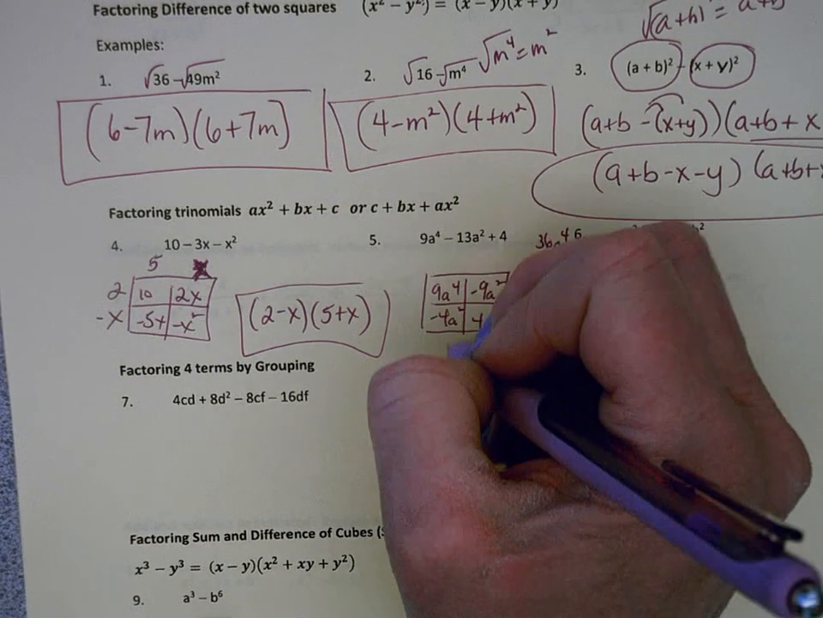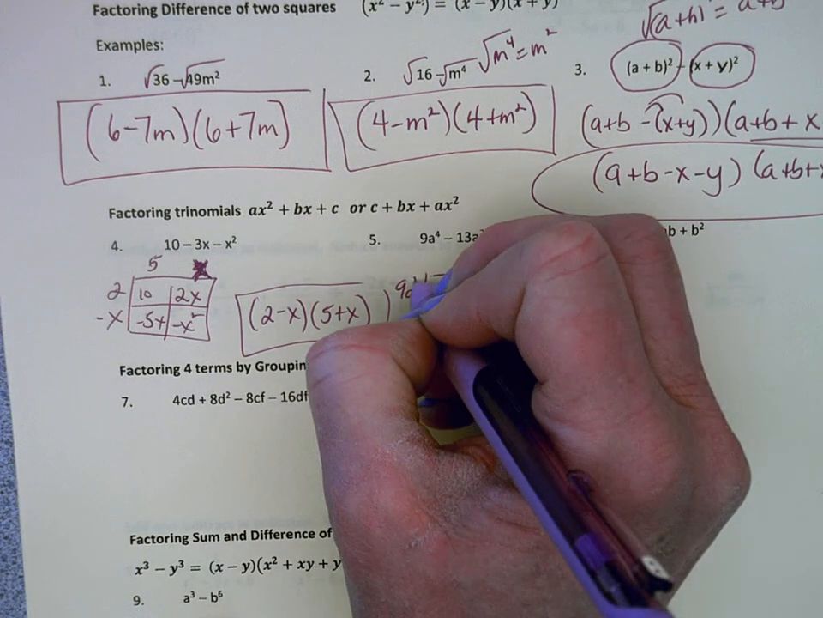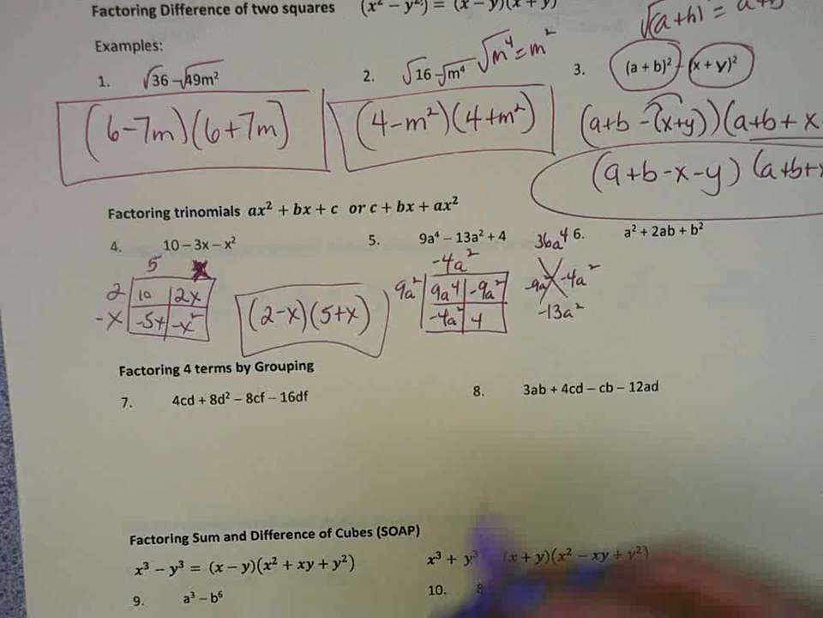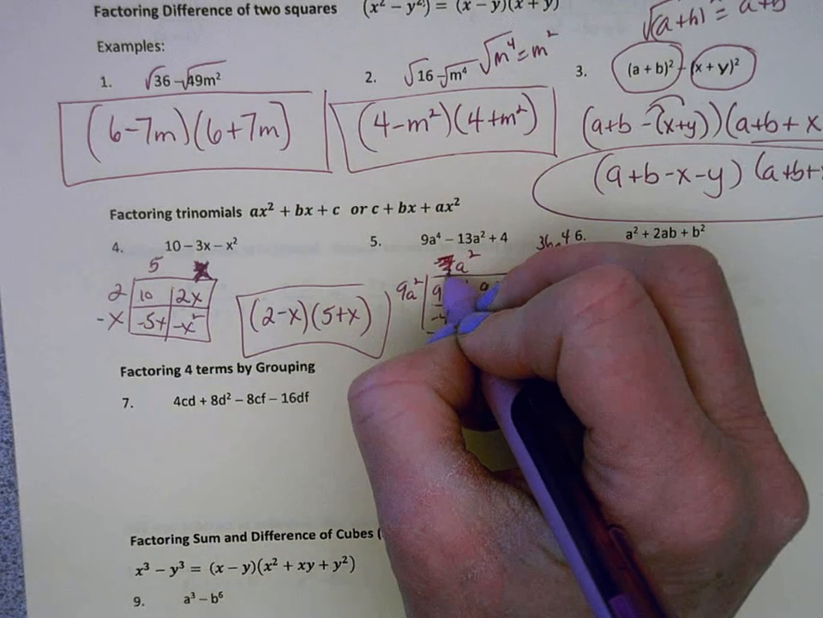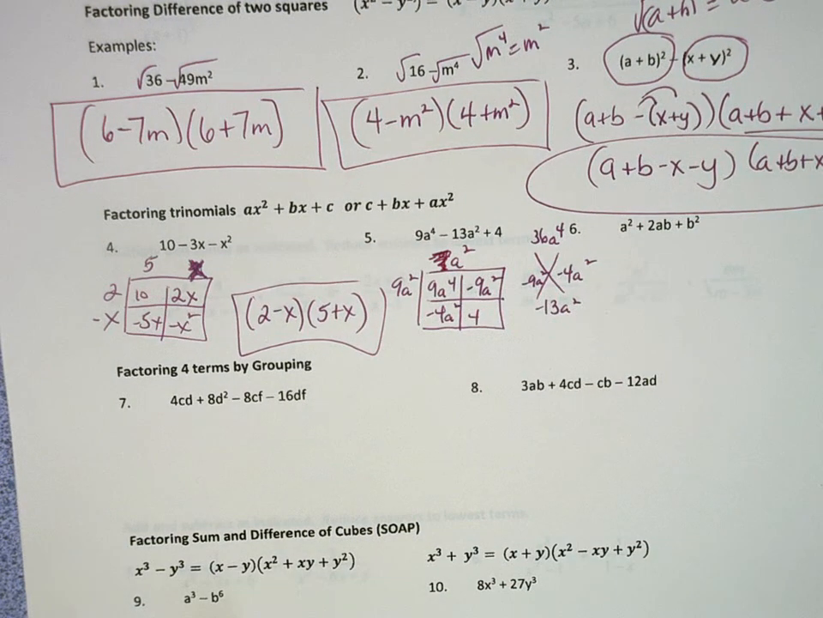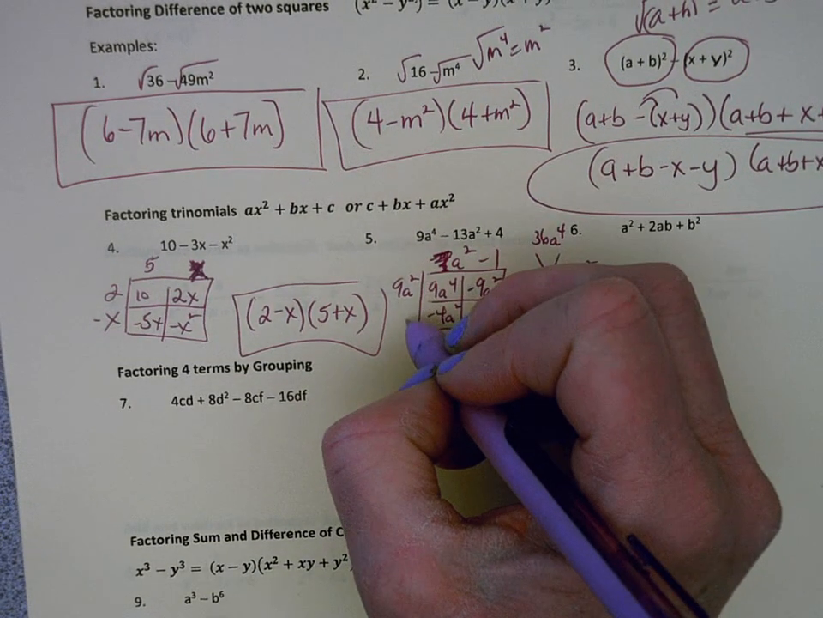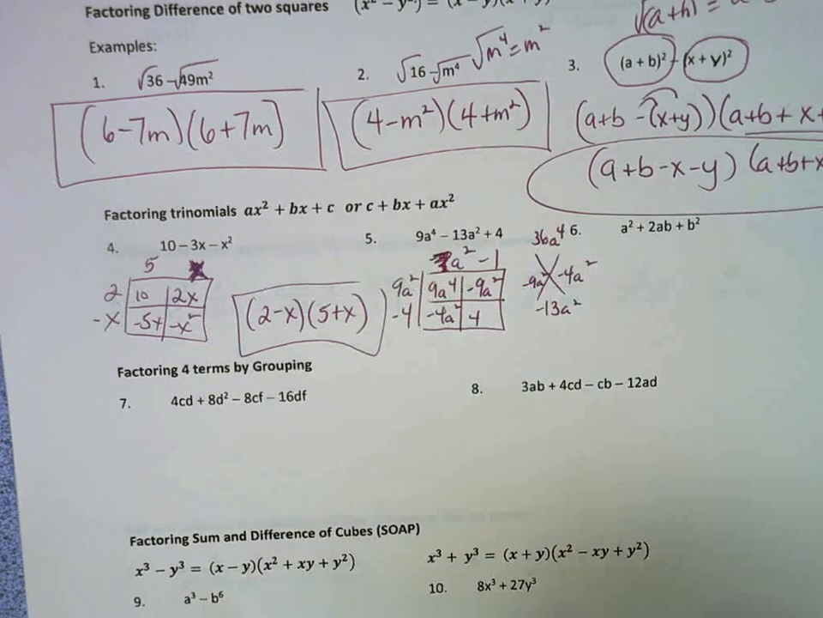Okay, so here would be 9a squared. Here would be negative 4a squared. Or sorry, no, my bad. Just positive a squared, sorry. This would be minus 1, and this would be minus 4.